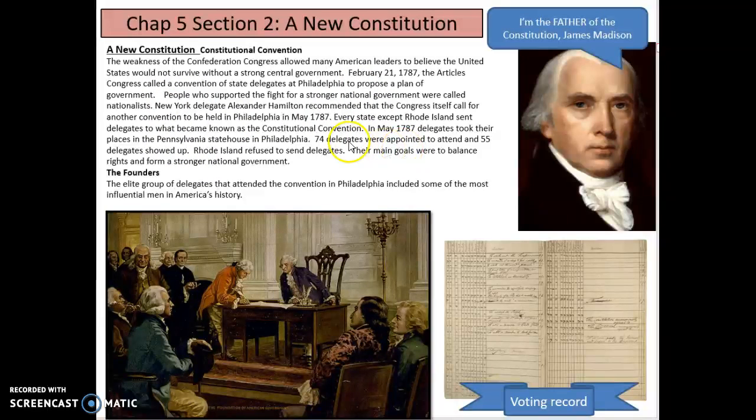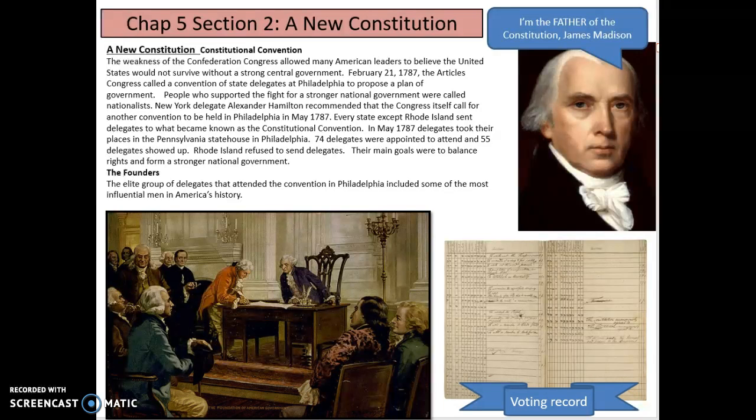In May, delegates took their places in the Pennsylvania State House. In Philadelphia, 74 delegates were appointed to attend, and 55 showed up. Rhode Island refused to send delegates, but remember, their money was worthless, so they were having some problems. Their main goals were to balance the rights and form a stronger national government.